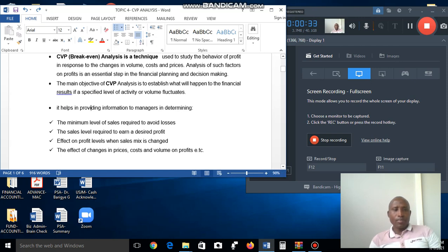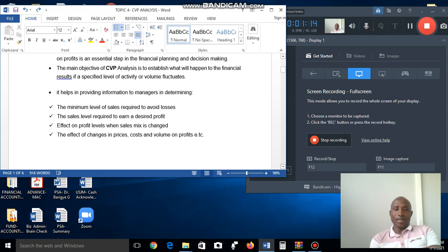Number 2, the sales level required to earn a desired profit. This very analysis, CVP analysis, can help you to determine that. Then the effect of profit levels when sales mix is changed. The effect of changes in prices, costs, and volumes on profit. So you can be helped out by this CVP technique to determine all this. And we said in most cases it helps the managers.